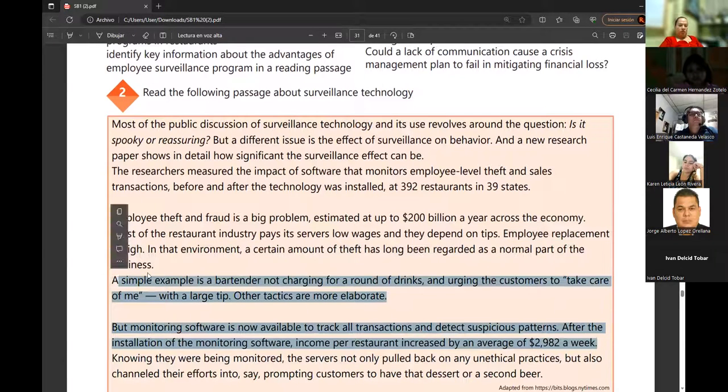Next part. How about Miss Cecilia, please? A simple example is a bartender not charging for a round of drinks and urging the customer to take care of me with a larger tip. Other tactics are more elaborate, but monitoring software is now available to track others and detect suspicious patterns. After the installation of the monitoring software, restaurant revenue increased by an average of $2,982 a week. All right, excellent.